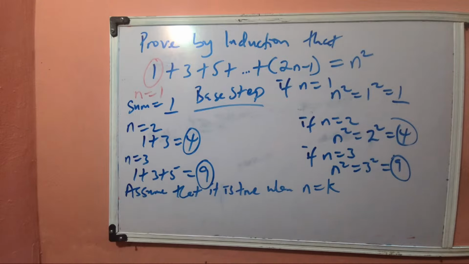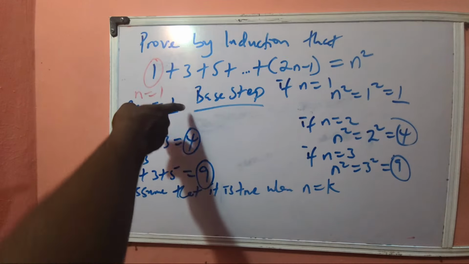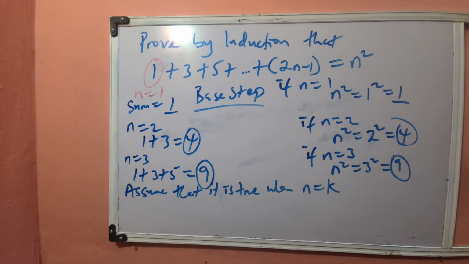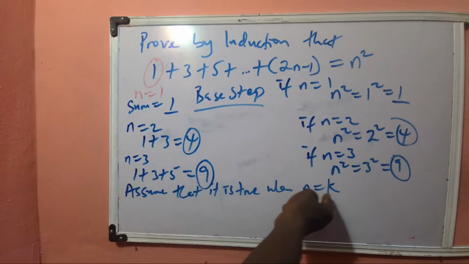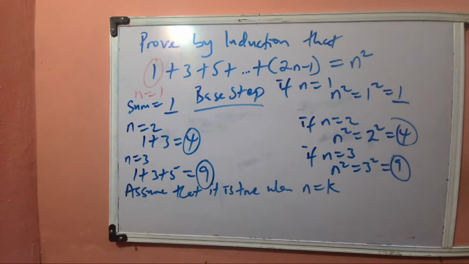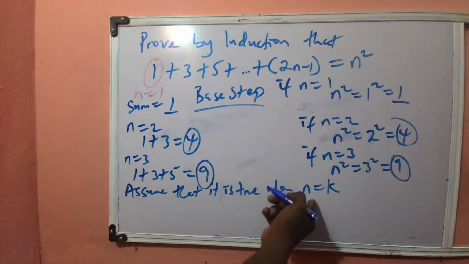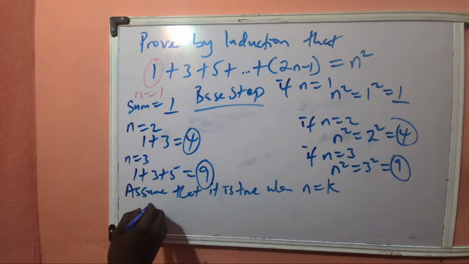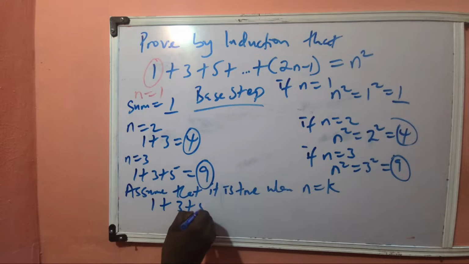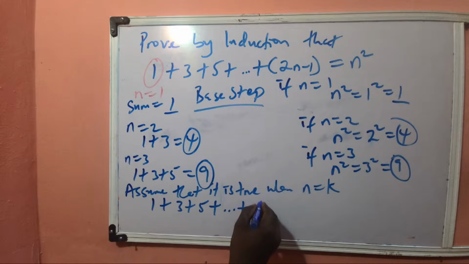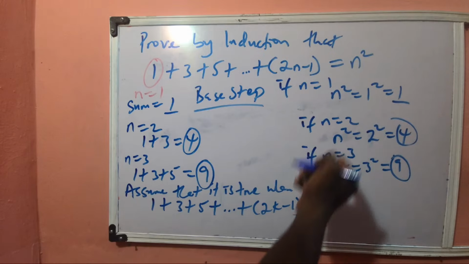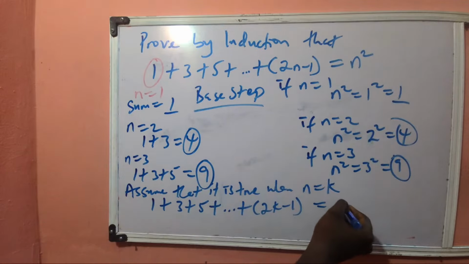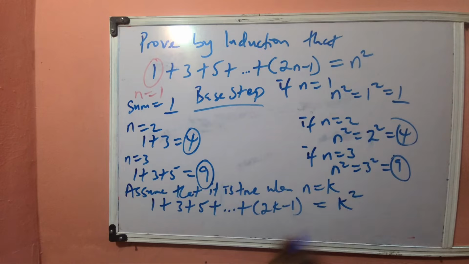That's the next thing. We're going to assume that since it worked for 1, 2, 3, it's going to be true for when n was k also. That's what we're going to assume. So if this was actually true, that means we'll be having 1 plus 3 plus 5. Don't forget, n is now k. So we'll be having plus dot dot dot plus 2k minus 1. And of course, since n is k, this will be changed to k squared.